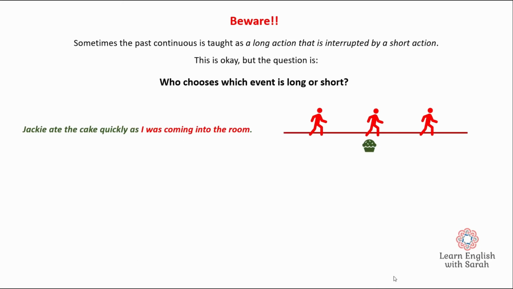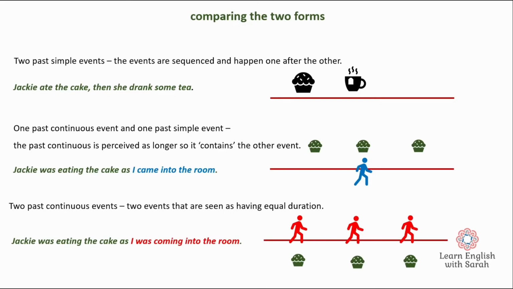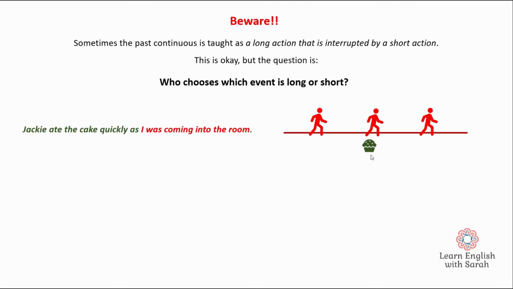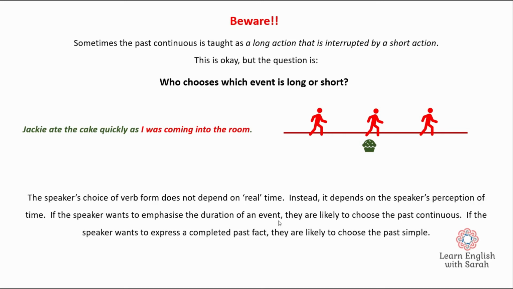Now, we had the sentence before. Let's just find it for you guys. Jackie was eating the cake as I came into the room. So this is the perceived long event. This is the short event. And now we have it the other way around. Jackie ate the cake quickly as I was coming into the room. So both sentences are okay. This is the important point. It depends on the speaker's perception of long and short.